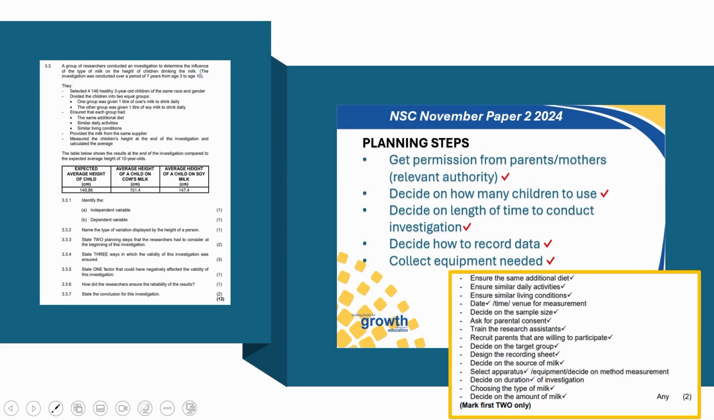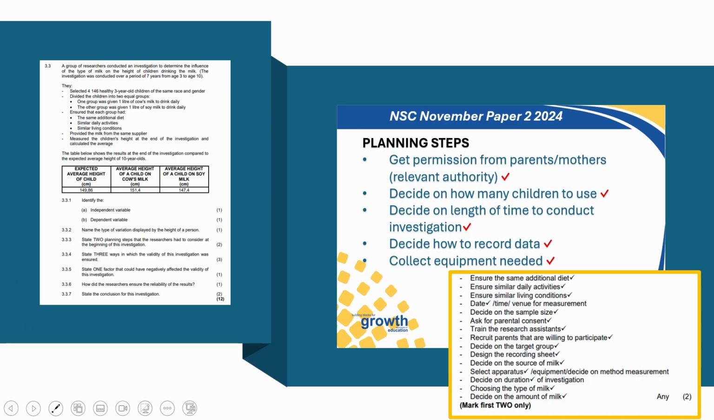In the November 2024 paper 2, all our planning steps were relevant. So we had to get permission first of all. We needed to decide how many children to use. We needed to decide on the length of time to conduct the investigation, which was 7 years. They needed to decide how to record the data. They needed to also collect equipment.